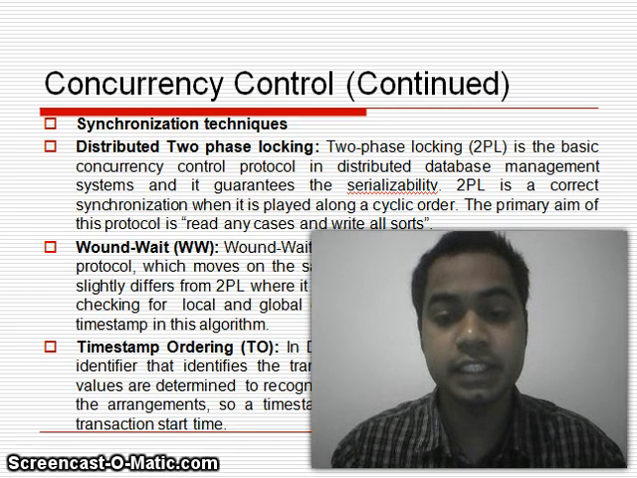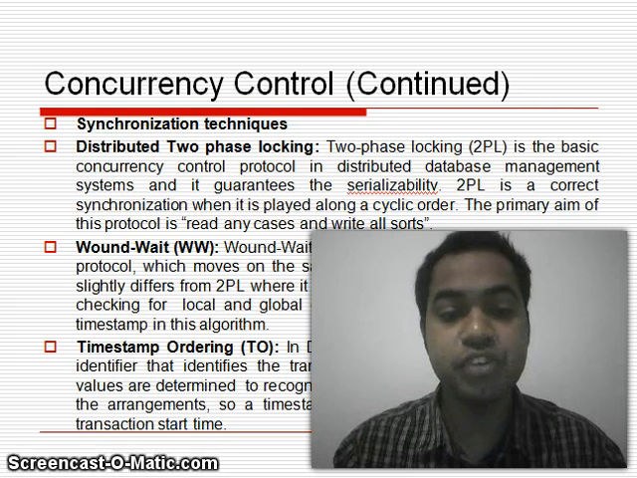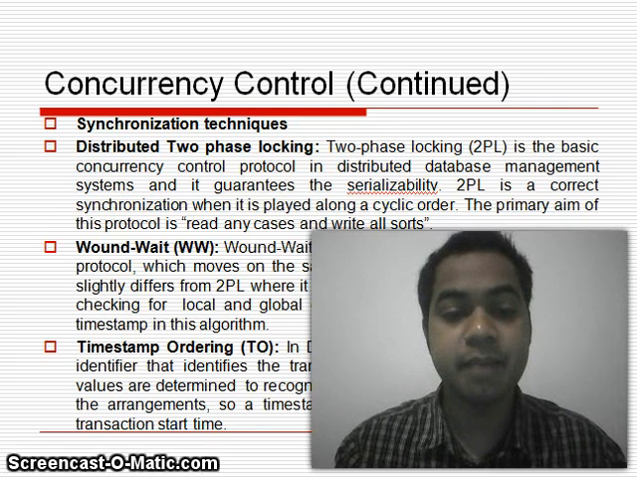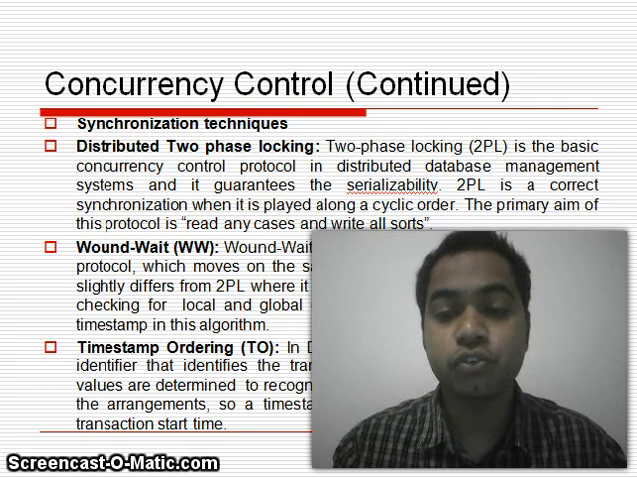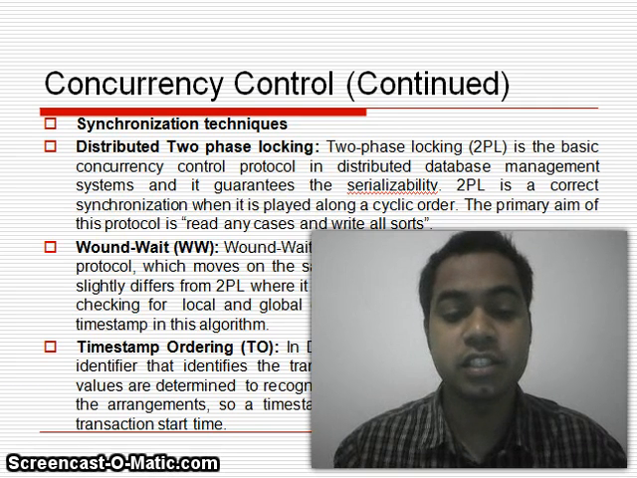Timestamp ordering. In a database management system, a timestamp is a unique identifier that identifies the transaction. Broadly speaking, timestamp values are determined to recognize the transaction which is submitted, so a timestamp can be thought of as the time at which a particular transaction occurs.